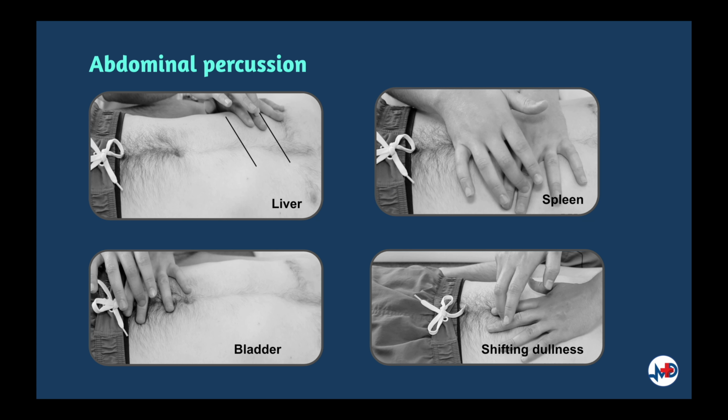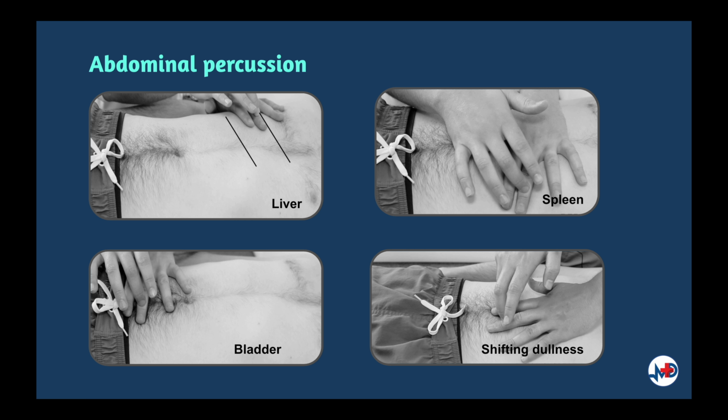Now let's move on to abdominal percussion. Percussion here would involve the percussion of the liver, the spleen, the bladder, and assessing for shifting dullness. So percuss upwards 1 to 2 centimeters at a time from the right iliac fossa towards the right costal margin until the percussion note changes from resonant to dull, indicating the location of the lower liver border.